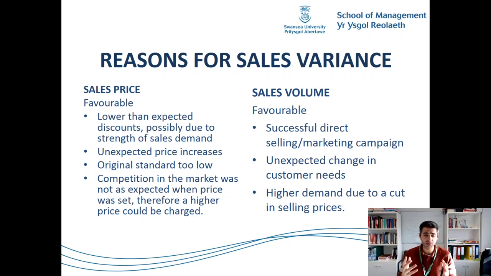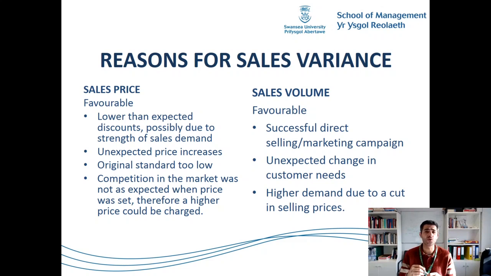In terms of sales volume, it could be favorable. What does that mean? This means that we sold more units than we budgeted, than we expected, right? Again, if we sold more as an actual, this means there is demand for it, maybe there's a great marketing campaign, we offered discounts, could be many things. Unexpected change in customer needs, maybe Christmas time, maybe events.